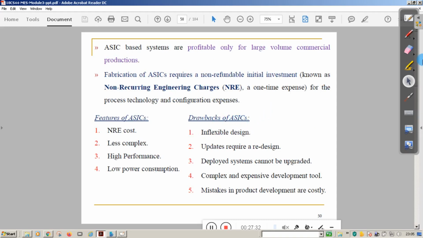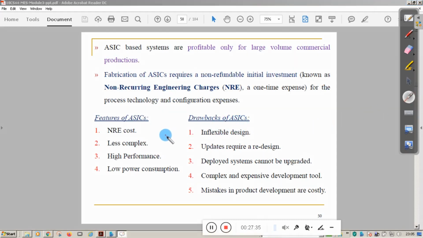So what are the features of ASIC and what are the drawbacks of ASIC? The features of ASIC are NRE, that is non-recurring engineering charges, which are one-time expenses for the process, technology and configuration. Then the circuit is less complex because it is designed for a particular function, with no need to include several functionalities. It can give high performance and low power consumption, because this IC contains the required amount of circuits for the particular function. That's why these are the advantages.